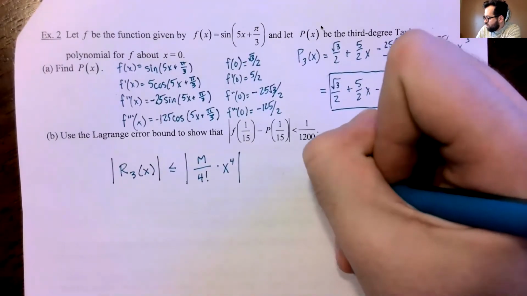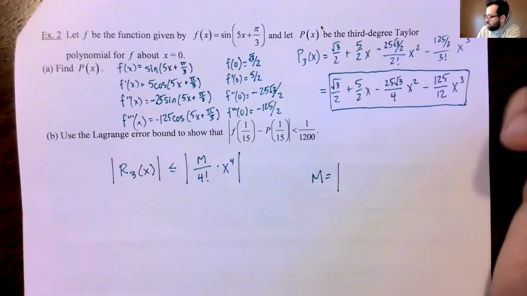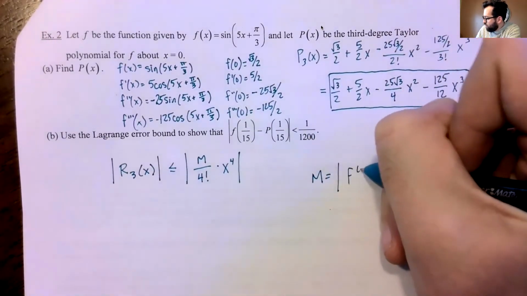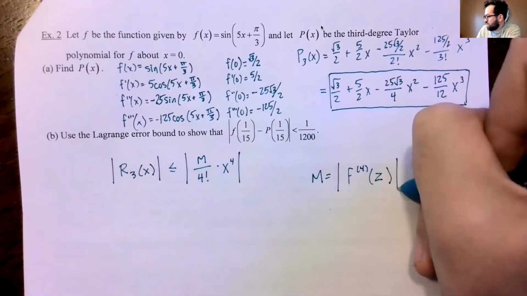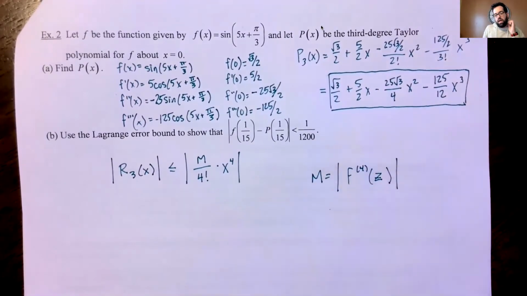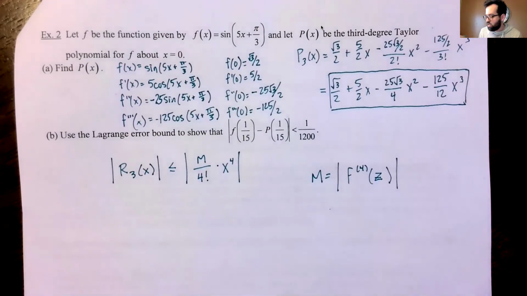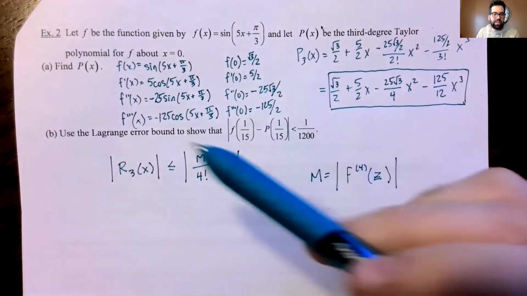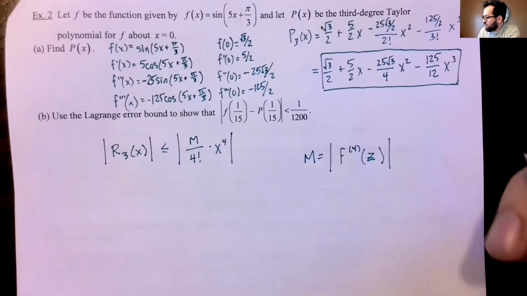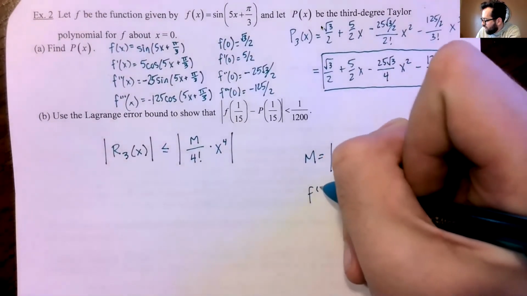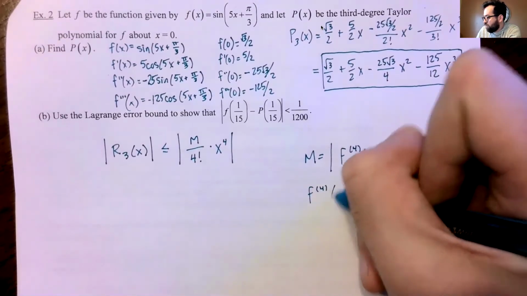M, we could say, has to be the absolute value of the 4th derivative at some unknown x value that we're calling z. We don't need to find z. We just need to figure out what is potentially the largest value between 0 and 1/15th. So let's just see if we can find f to the 4th of x. And by f to the 4th, I really mean the 4th derivative.